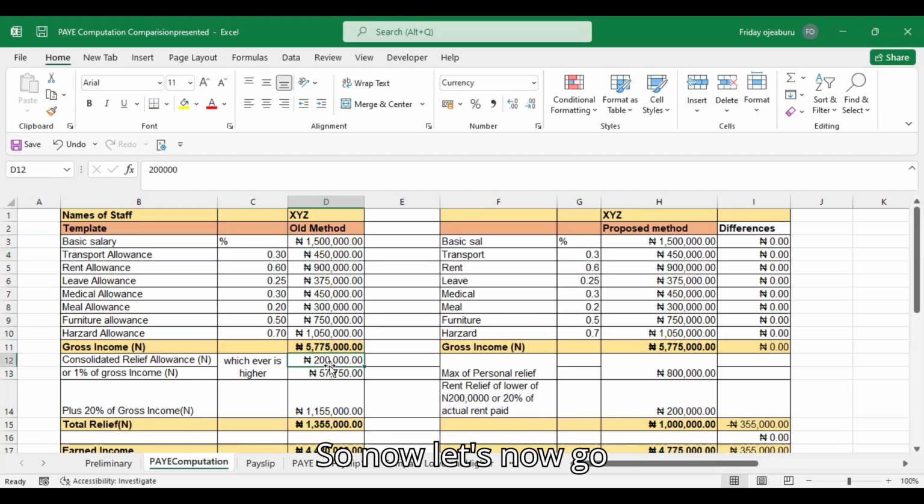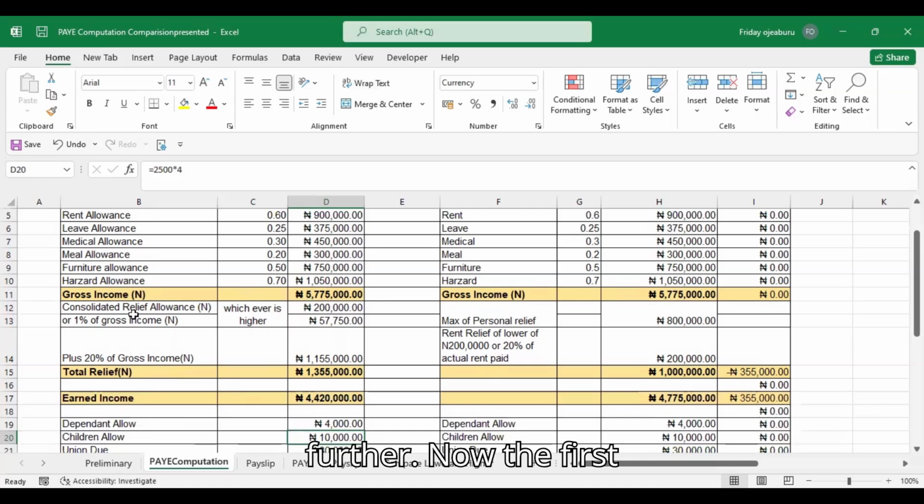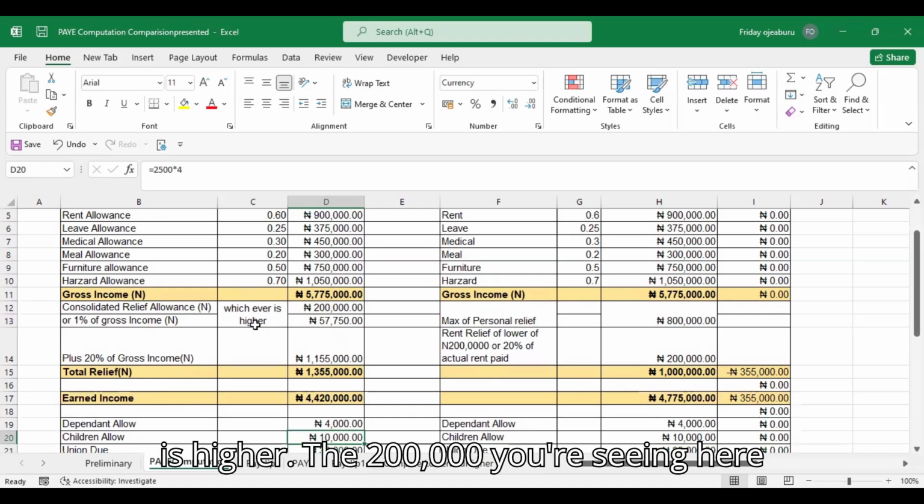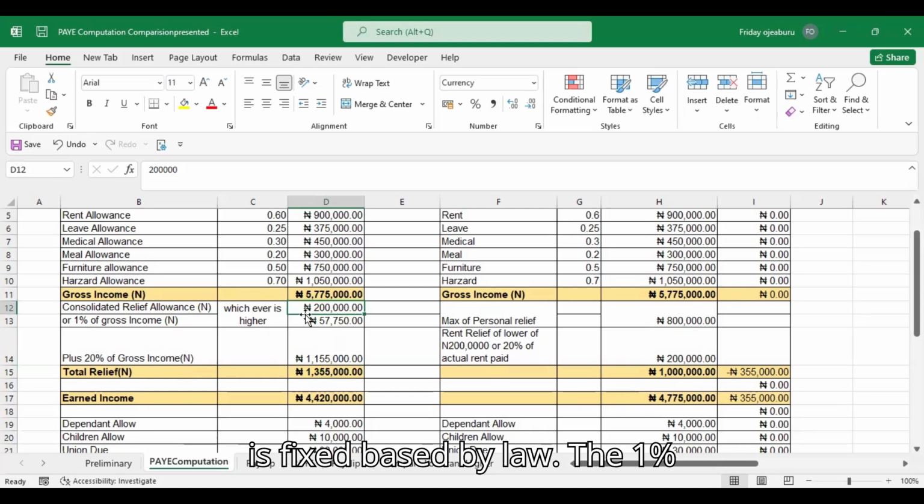So now let's go further. The first relief we want to calculate on the old method is the consolidated relief allowance, which is 200,000 or 1% of gross income, whichever is higher. The 200,000 you're seeing here is fixed by law. The 1% of gross income is 1% of this gross income, which gives the amount you are seeing here, 57,750 naira. Then you add it to 20% of the gross. And 20% of the gross is 1,155,000. So you add it to the 200,000 to have 1,355,000 as the total relief for the old method.